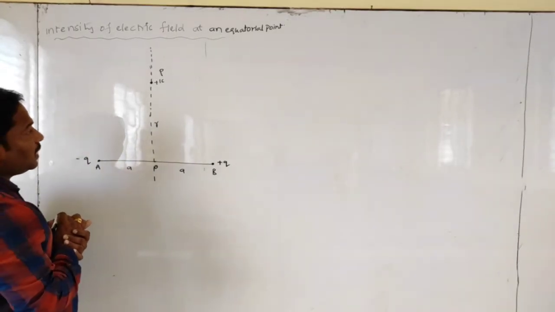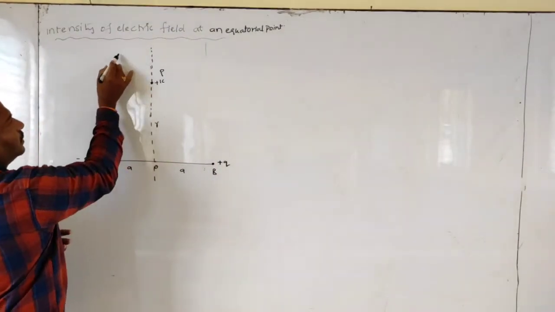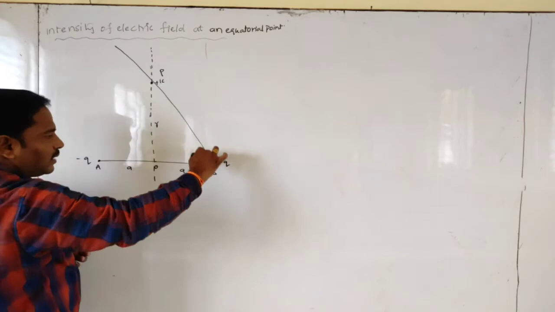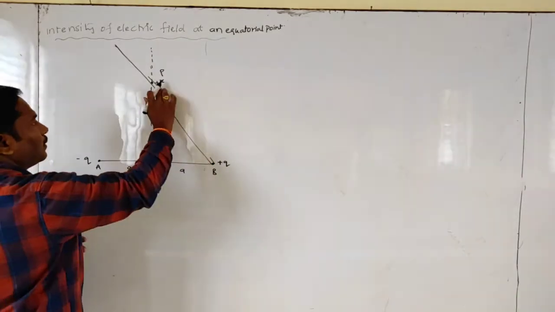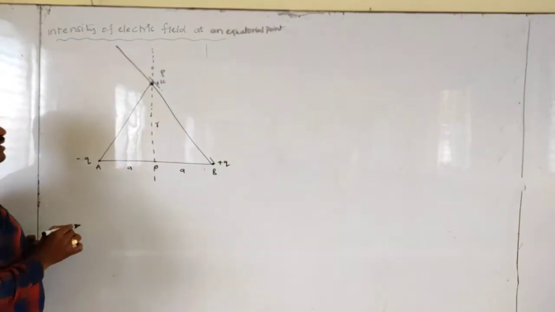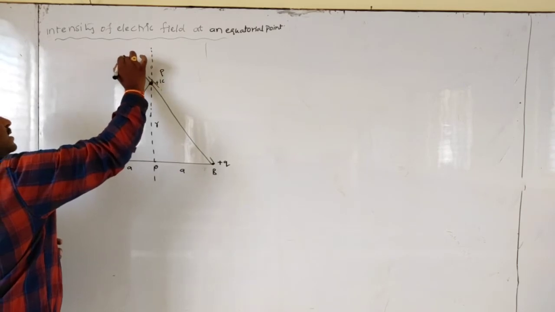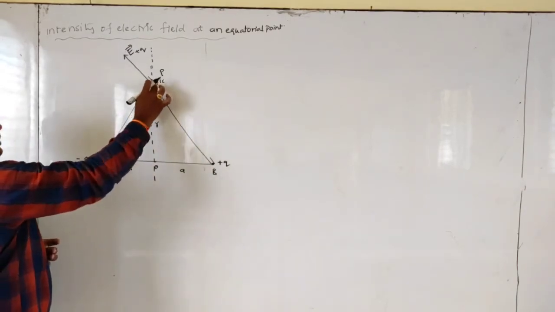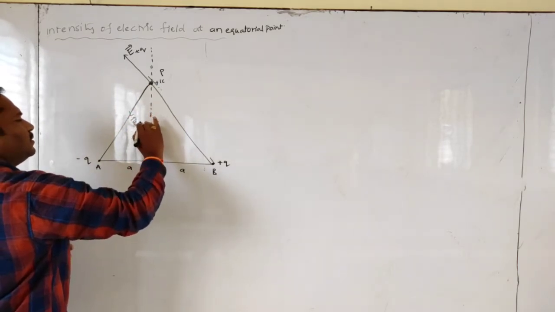Now plus and plus repel each other. So the intensity of electric field is in this direction. Electric field due to plus q charge, E plus q, is in this direction. Plus and minus attract each other, so the intensity of electric field is in this direction, due to minus q.